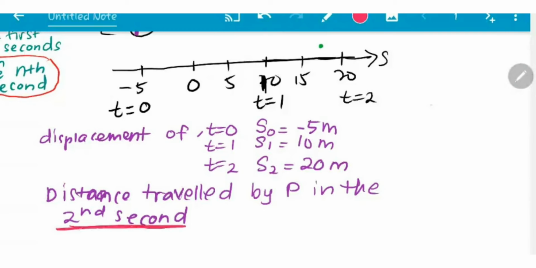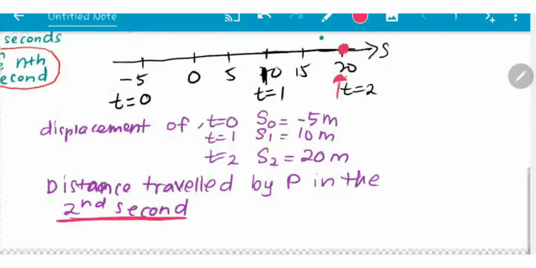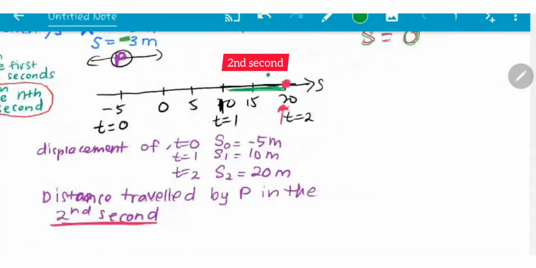Okay, in the second maknanya dia nak pada saat kedua dia ada dekat sini kan, betul tak? At 2 second dia ada dekat sini, betul? Kalau soalan tanya distance travel by the particle in the second, maksudnya jawapan you dia nak dari sini sampai sini sahaja. Maknanya jawapan you adalah 20 minus 10. Jawapan you 10 meter.